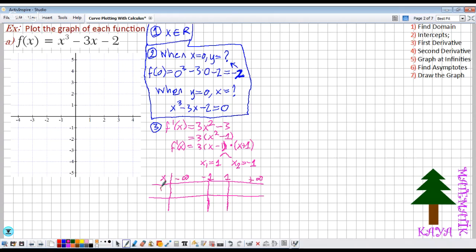In the first row, I will be checking for the derivative. In the second row, I will be checking for the real function. So in the first derivative, minus 1 and plus 1 are the roots of the first derivative. Then I should decide what kind of signs it will have in these intervals.